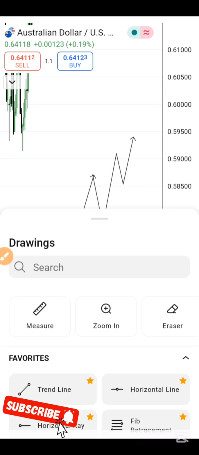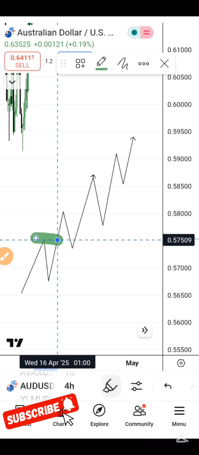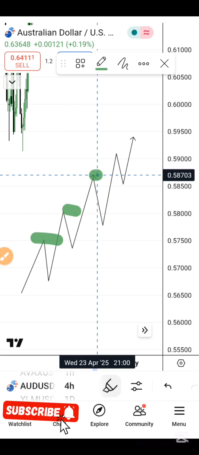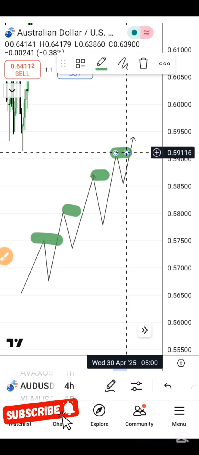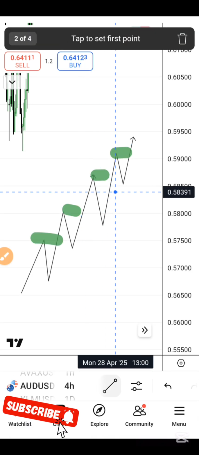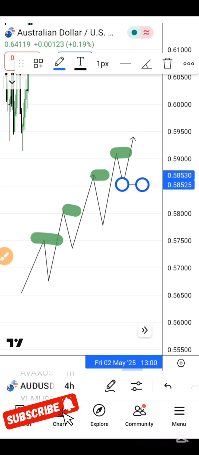So right now, if we look right here, we could see we have a break of structure, a break of structure, a break of structure, and we have a break of structure right there. So right now, where is our inducement? Our inducement is the last valid pullback. The pullback must be valid. So right here is our inducement.